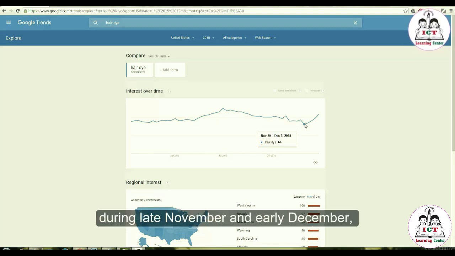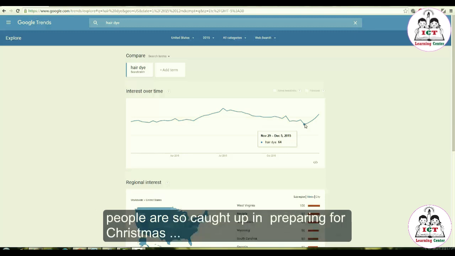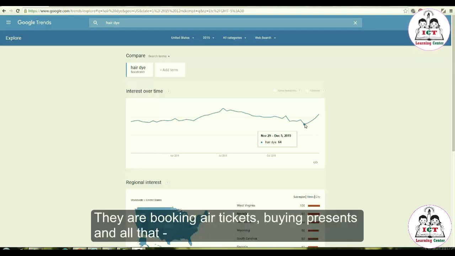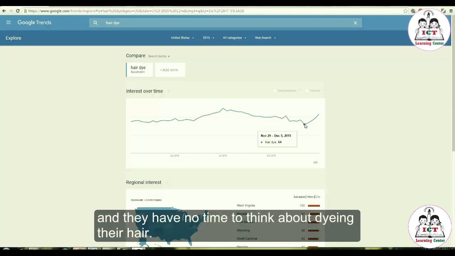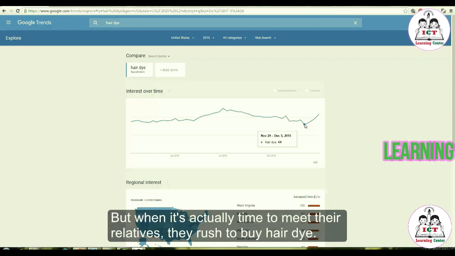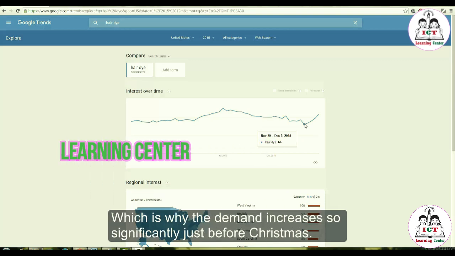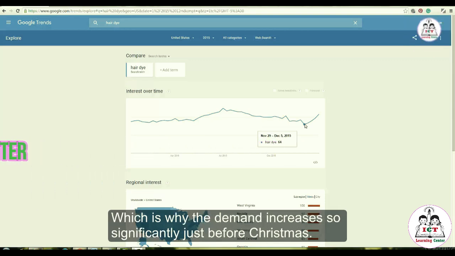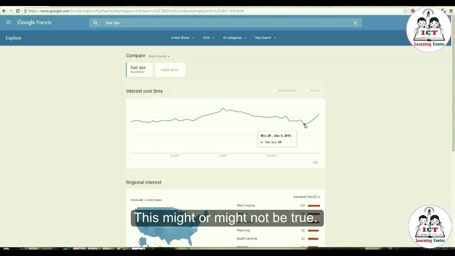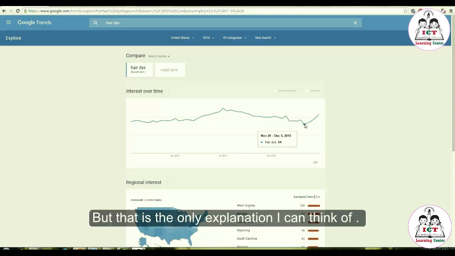During late November and early December, people are so caught up in preparing for Christmas. They are booking air tickets, buying presents and all that, and they have no time to think about dyeing their hair. But when it's actually time to meet their relatives, they rush to buy hair dye, which is why the demand increases so significantly just before Christmas. This might or might not be true, but that is the only explanation I can think of.